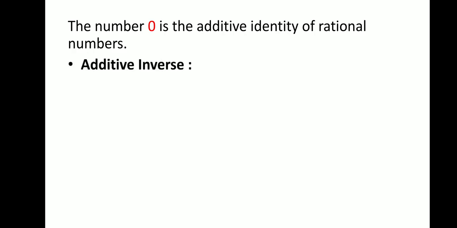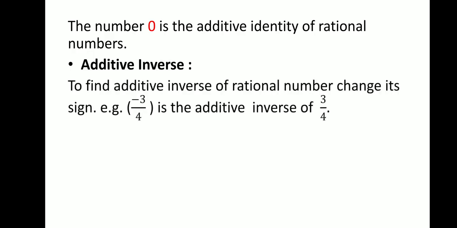Next comes the concept of additive inverse. What do we mean by additive inverse? To find the additive inverse of a rational number, we change the sign of that rational number. For example, to find the additive inverse of the rational number 3 by 4, I need to change its sign. Minus 3 by 4 is the additive inverse of 3 by 4. If the rational number given to you is already negative, then make it positive to find its additive inverse.